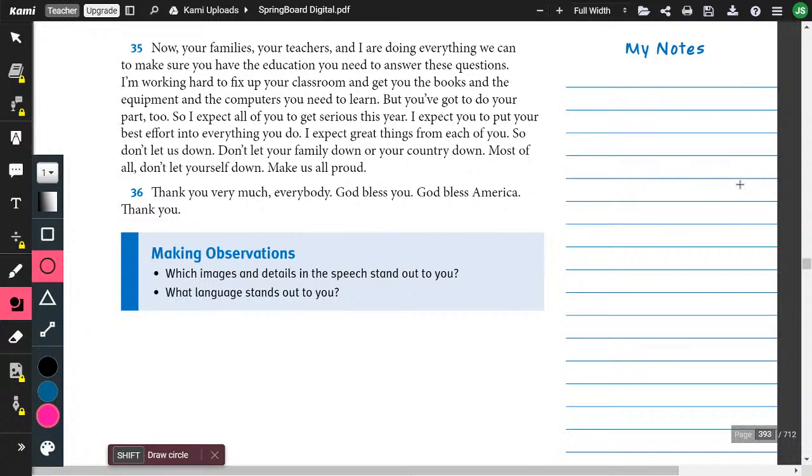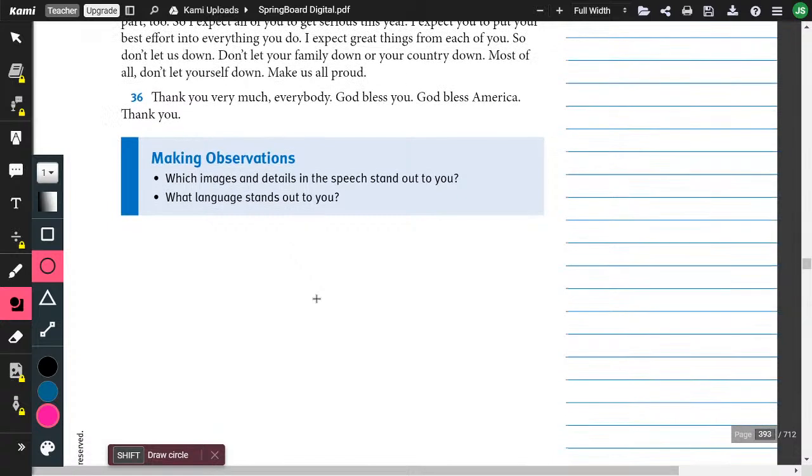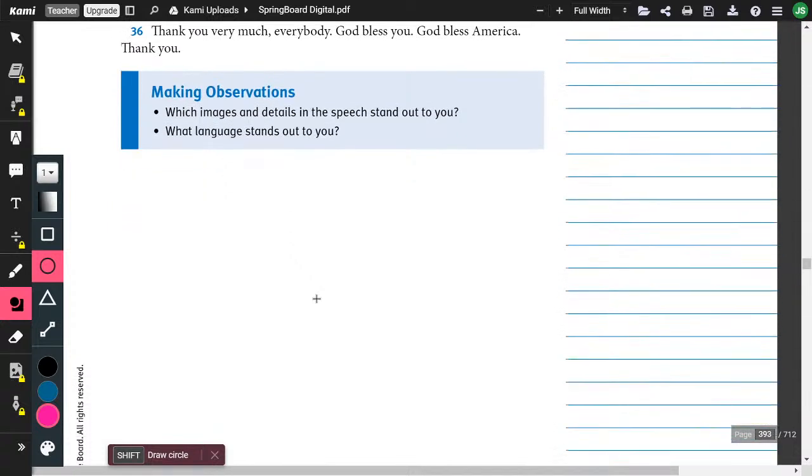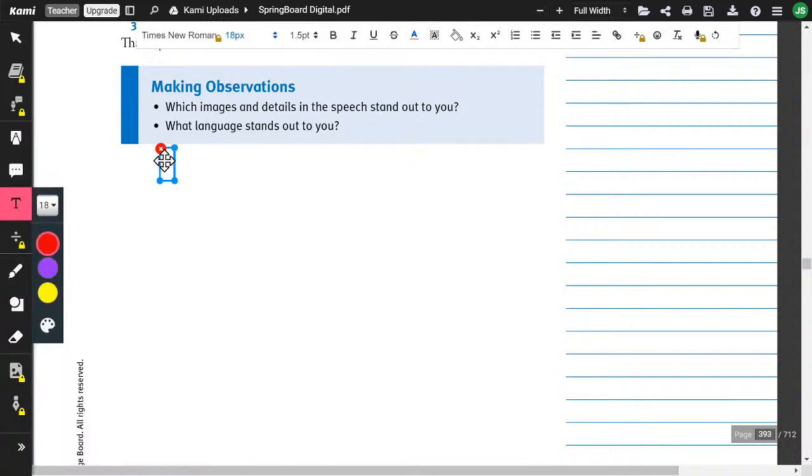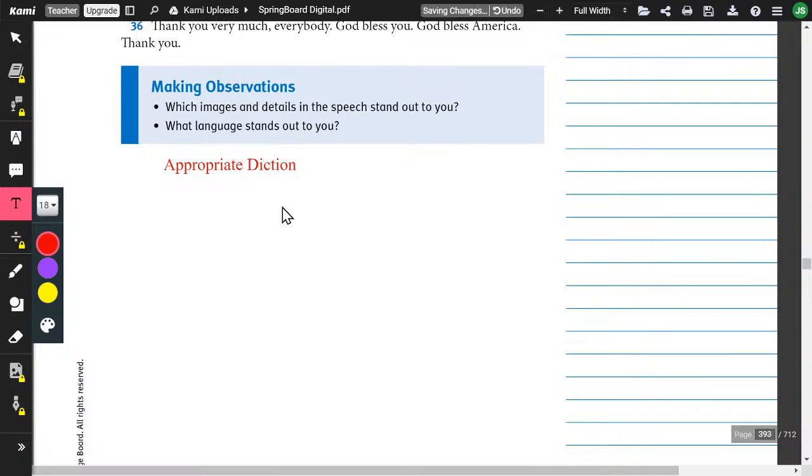So we get here to the end, making observations. Which images and details in the speech stand out to you? What language stands out to you? I'm going to go ahead and give you this one. He uses appropriate diction. He's not going to use very lofty, high-level diction because he's not talking to academics. He's talking to kids. So he uses appropriate diction.